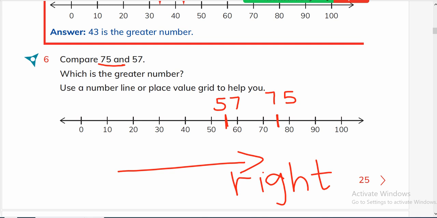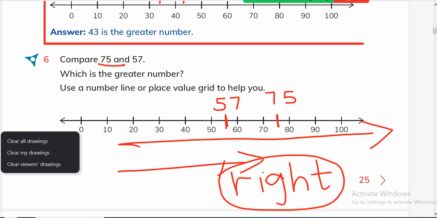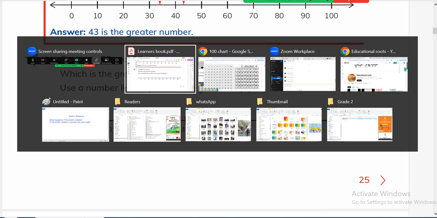Okay, use a number line or place value grid to help you. We will use the number line, and any number written on the right side of another number, the number at the right side would be greater. When we keep going to the right side, we will have greater numbers as compared to the left side. Okay? And they said that you can use a place value grid.